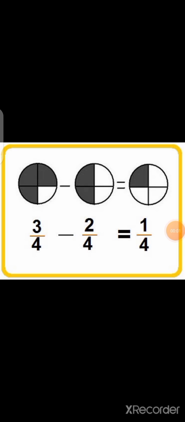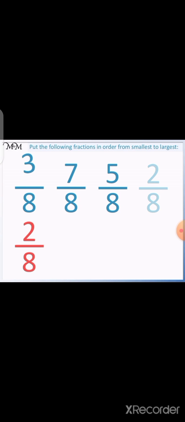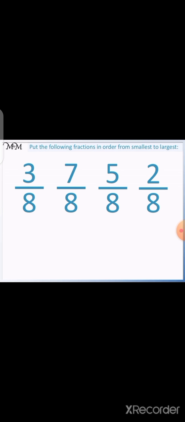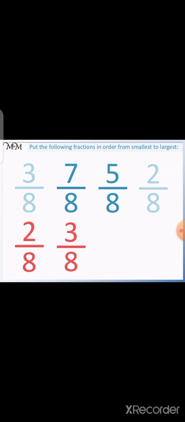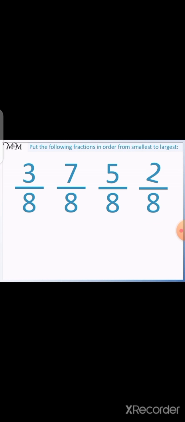Now ascending order of like fractions. 3/8, 7/8, 5/8, 2/8. How will you arrange in order? 2/8, then 3/8, after it 5/8 and 7/8. These are arranged in ascending order, smaller to bigger, because denominators are same.